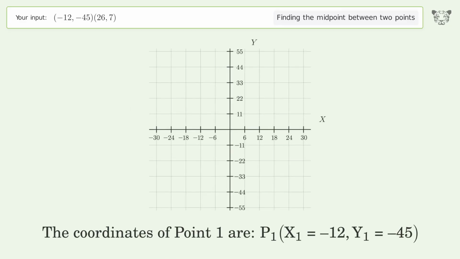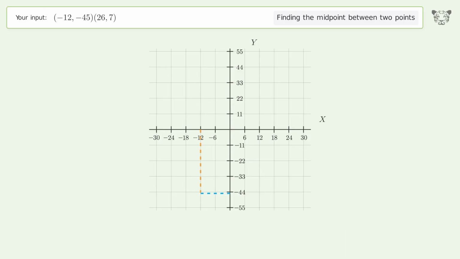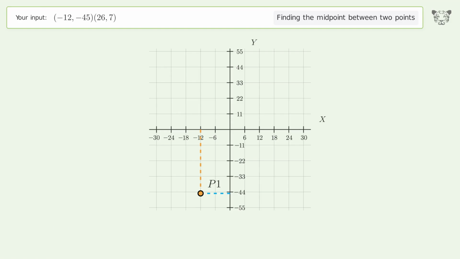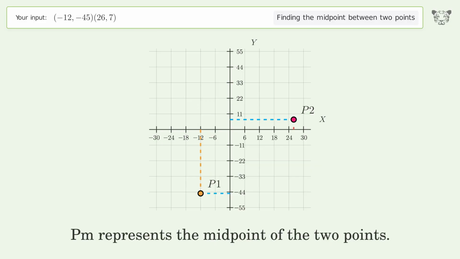The coordinates of point 1 are x1 equals -12, y1 equals -45. The coordinates of point 2 are x2 equals 26, y2 equals 7. PM represents the midpoint of the 2 points.